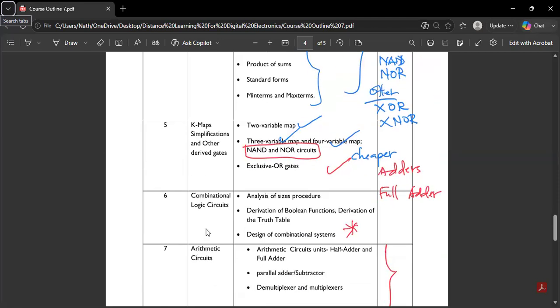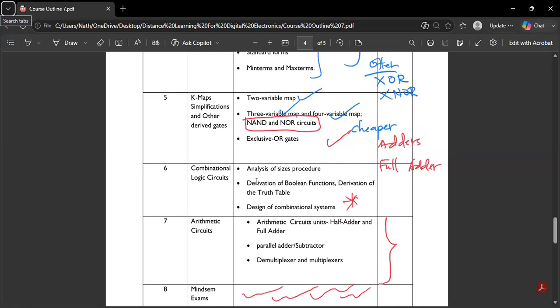Then week 6, we'll do what is called combinational logic circuits. Under the combinational logic circuit, like I said, we have the adders. We have the full adders and then the half adders. As I've explained already, the full adder adds 3 inputs, A and B, and then the carry in. And the half adder is basically the addition of two inputs. So we look at the analysis and then synthesis procedures.